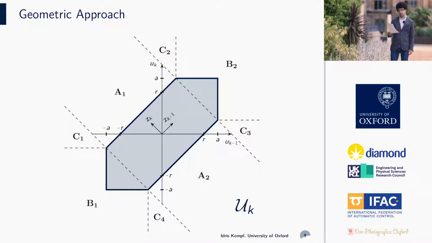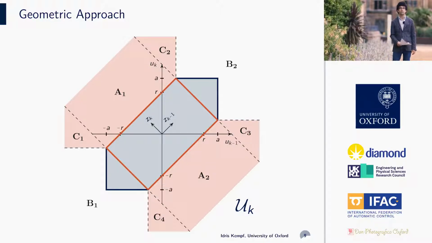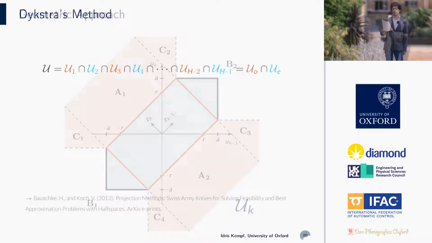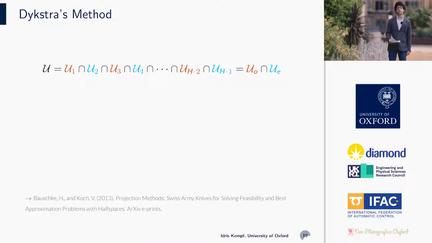The particular geometry of this set yields an additional simplification. We can group regions AI and CI and project onto this rotated box. Great. Now that we know how to project onto each of the sets UK, we can apply Dijkstra's algorithm. If a convex set can be represented as the intersection of a number of sets for which the projections are known, Dijkstra's method projects onto the original set by iteratively projecting onto its building blocks.